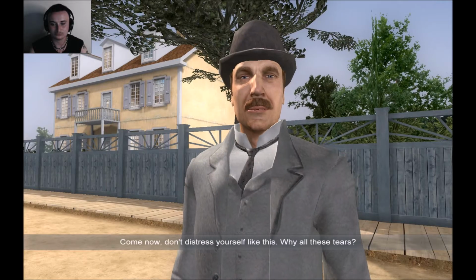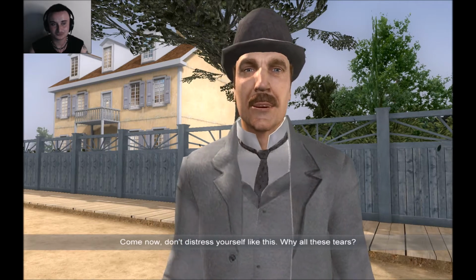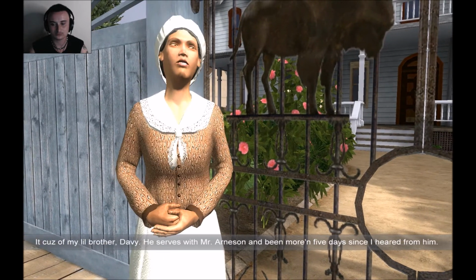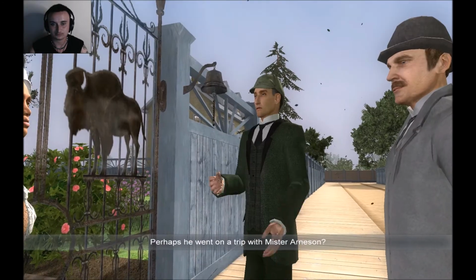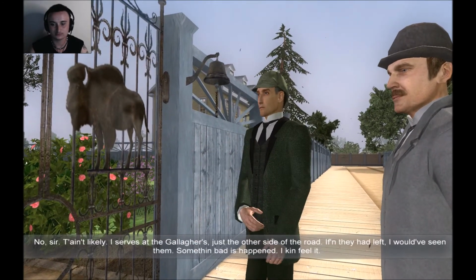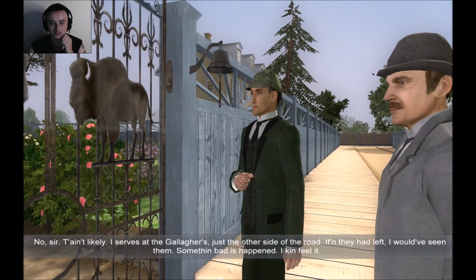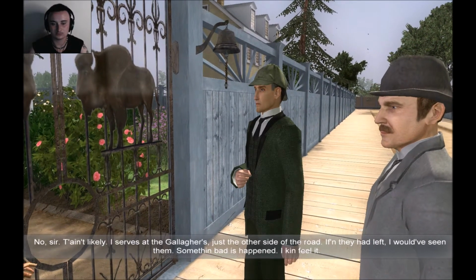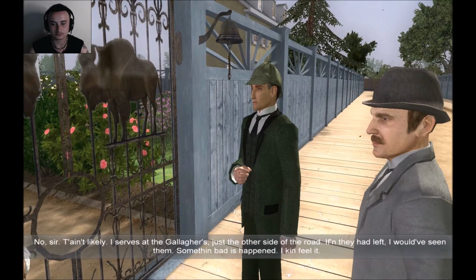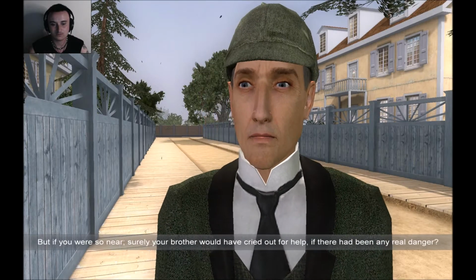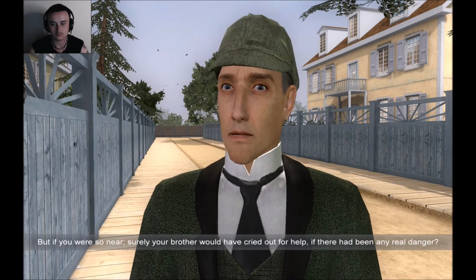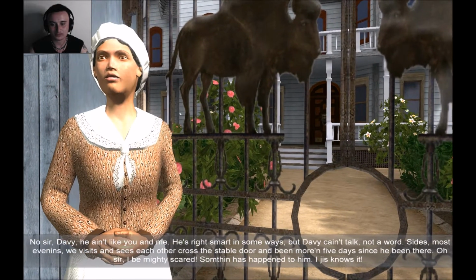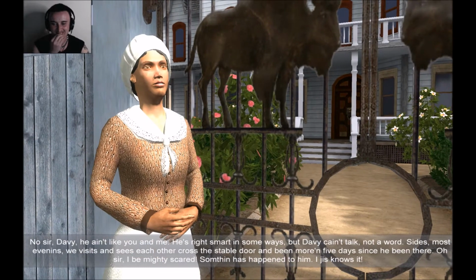Watson. Come now, don't distress yourself like this. Why all these tears? Because of my little brother, Davy. He serves with Mr. Arneson, and it's been more than 5 days since I heard from him. Perhaps he went on a trip with Mr. Arneson. No, sir. Tain't likely. I serves at the Gallagher's just the other side of the road. If they had left, I would have seen them. Something bad has happened. I can feel it. But if you were so near, surely your brother would have cried out for help if there had been any real danger. No, sir. Davy, he ain't like you and me. He's right smart in some ways. But Davy can't talk. Not a word.